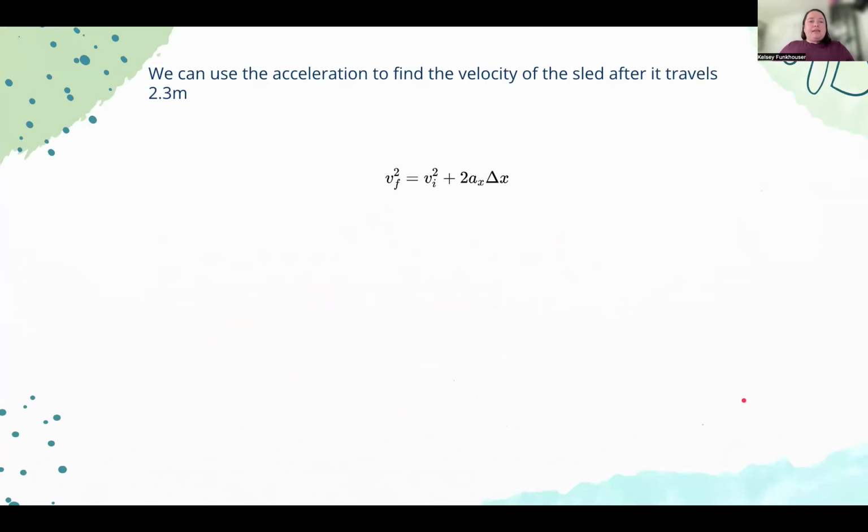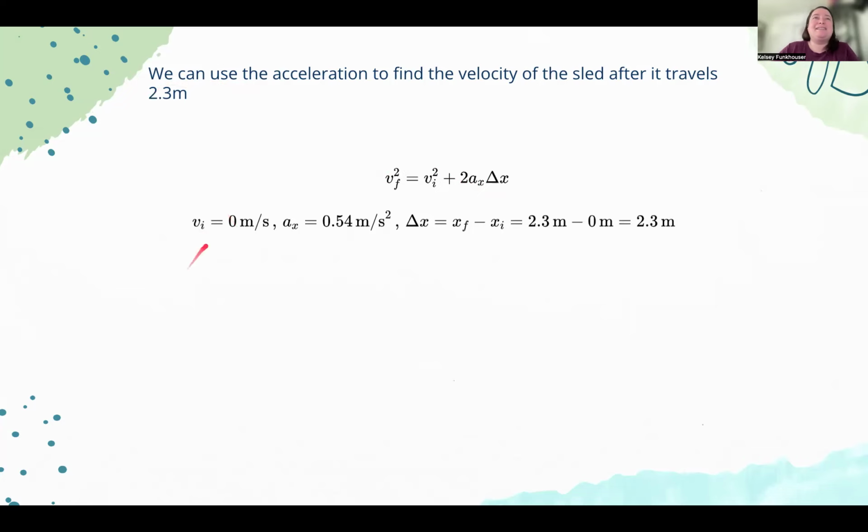Then we can combine forces with kinematics to find the velocity of the sled after it travels 2.3 meters. We'll use this kinematics equation since it is the only one without time and we weren't given time. Let's go through really quickly and make sure we have everything we need. So we want to find the final velocity. We know the initial velocity is just 0. We're starting at 0. Then plus 2 times the acceleration we just found, and the displacement is given here.